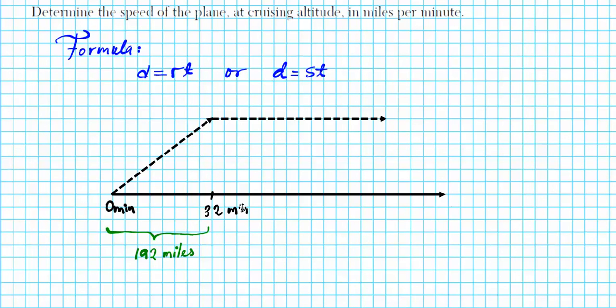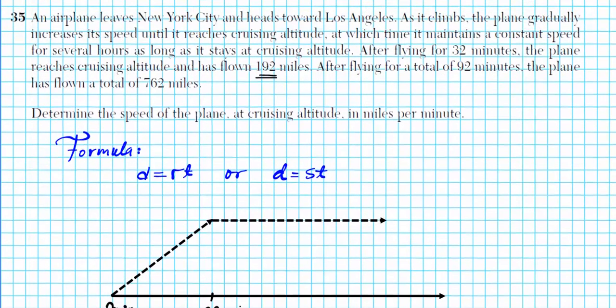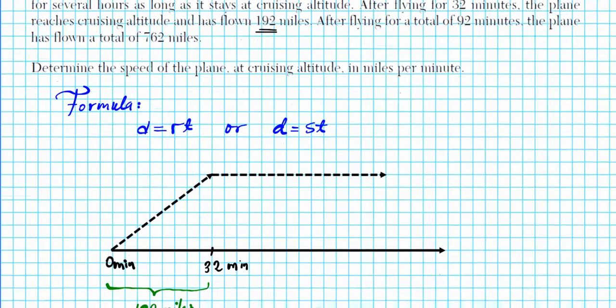Okay, and then from this, when it reaches cruising altitude, after flying for 92 minutes, it has flown a total of 762 miles. So starting from 0 all the way to here, we have a total of 92 minutes, cruising and climbing. This is climb right here, and this is cruise right here.